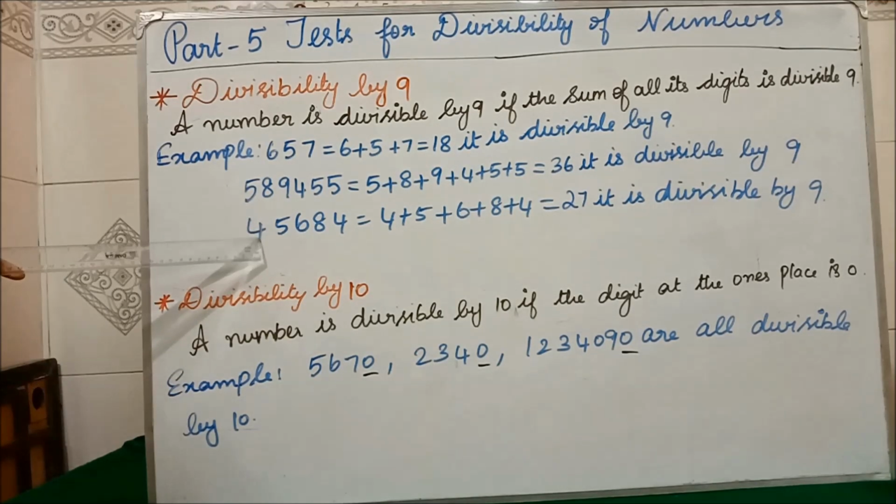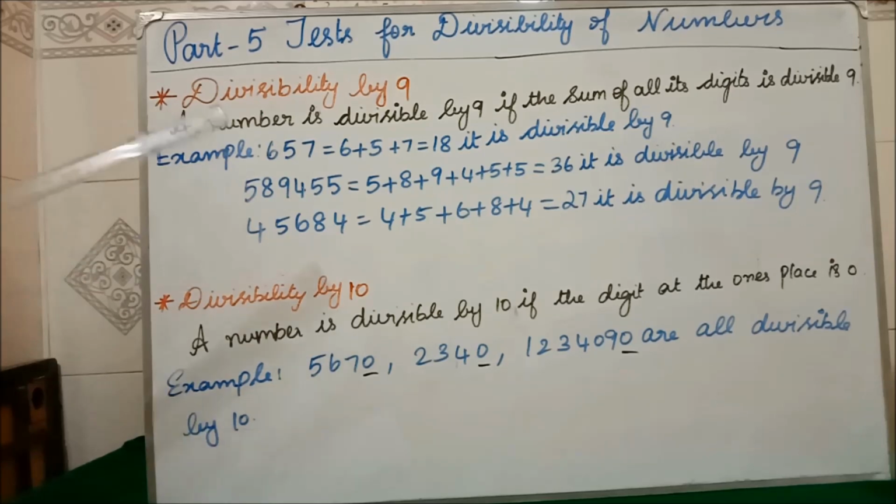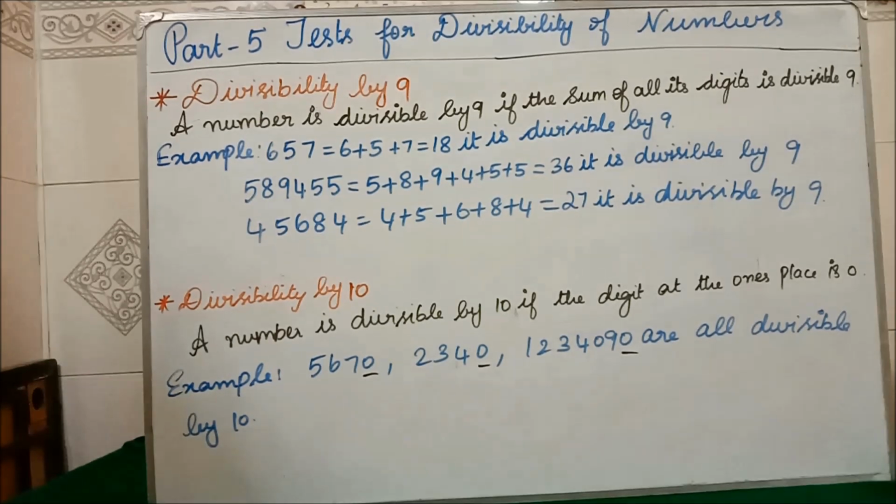Similarly, 45,684. You see this example. You add everything. What will you get? 27. So is 27 divisible by 9 or not? It is divisible by 9. So 45,684 is what? Divisible by 9. Clear? The divisibility by 3 and divisibility by 9 conditions are the same. What is that one trick there? You have to check the sum of all the digits, both for divisibility by 3 as well as for divisibility by 9. Clear? Now we'll see divisibility by 10.